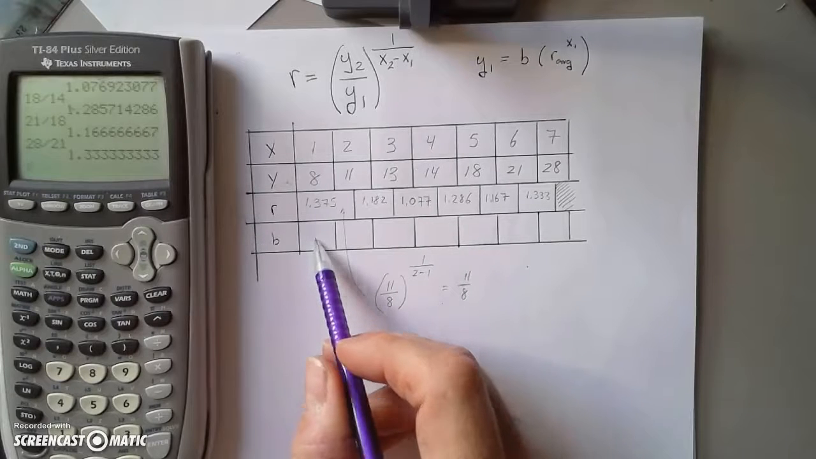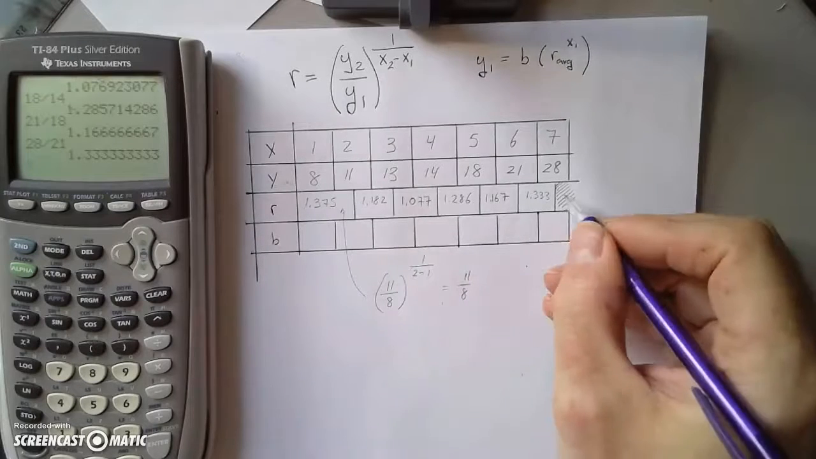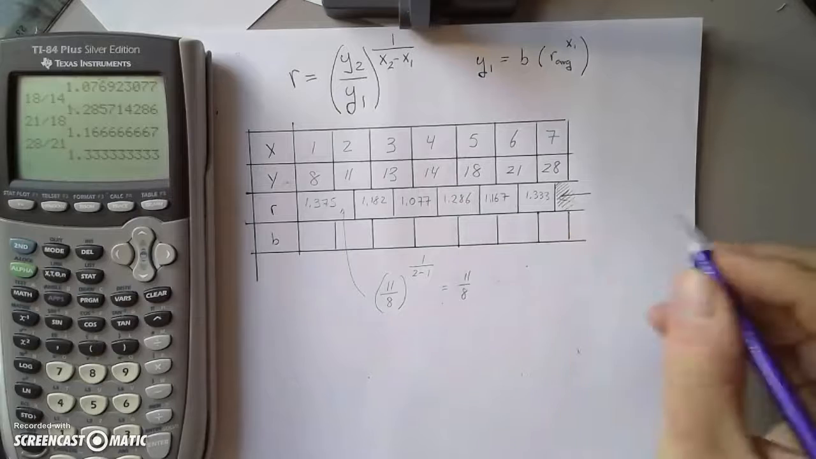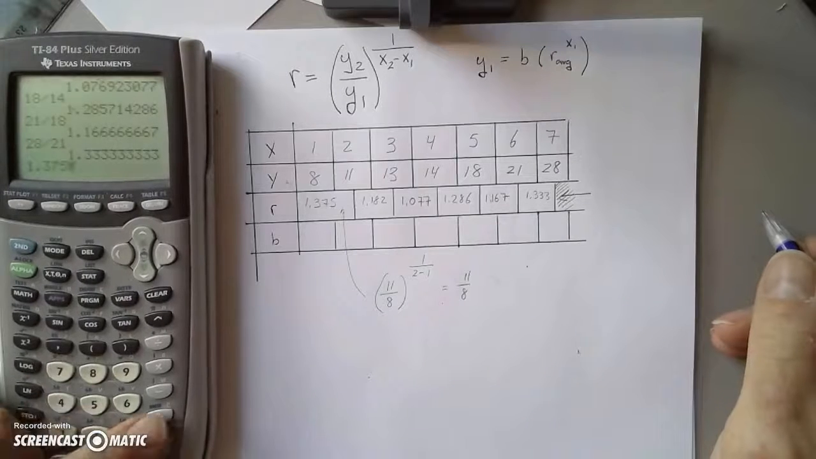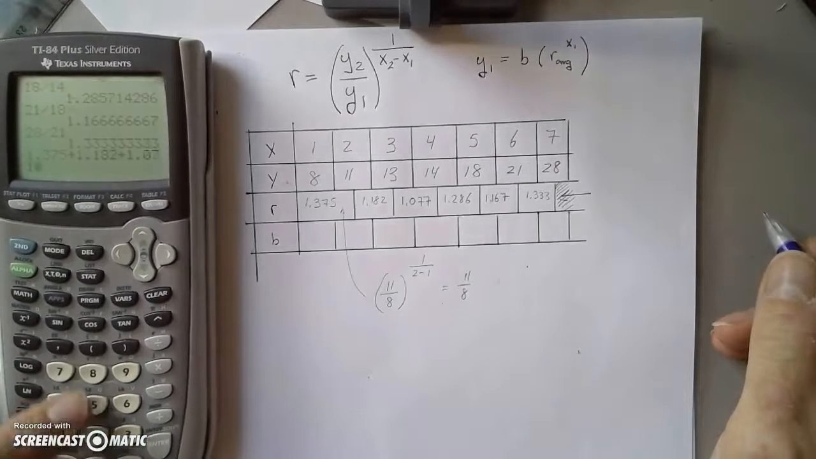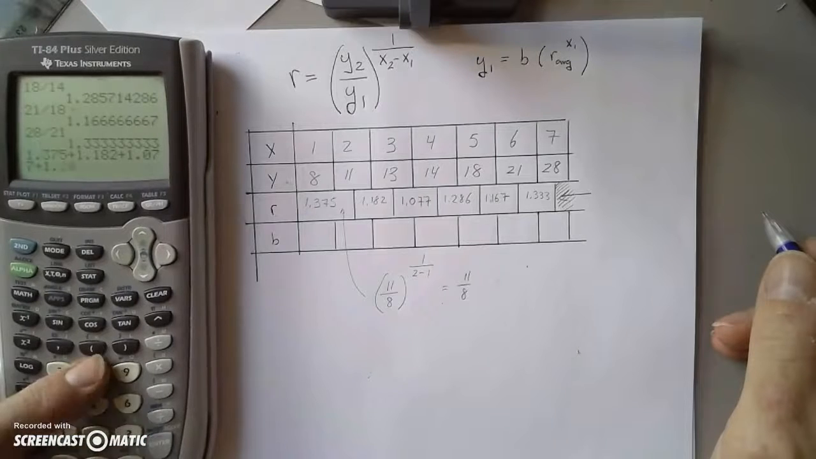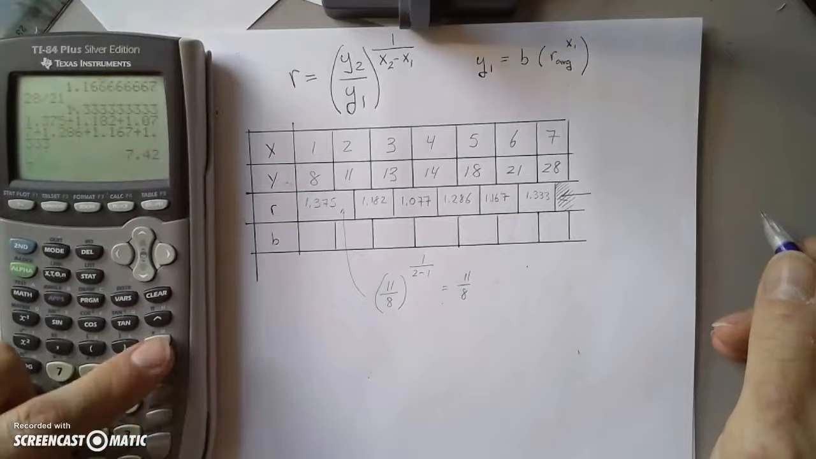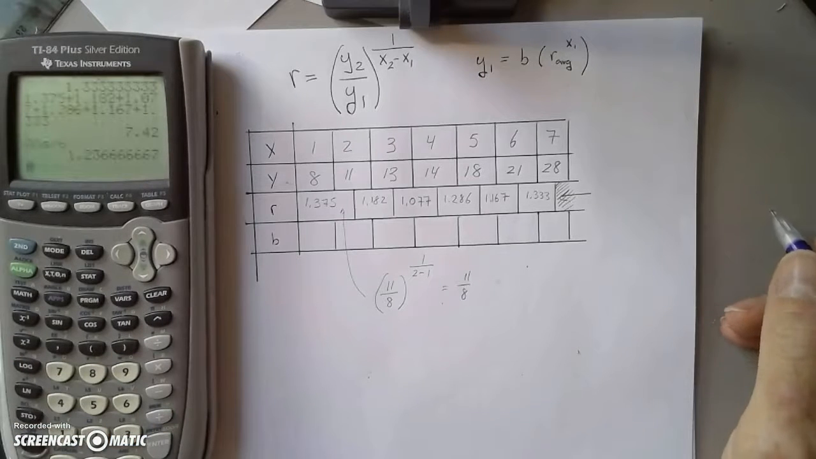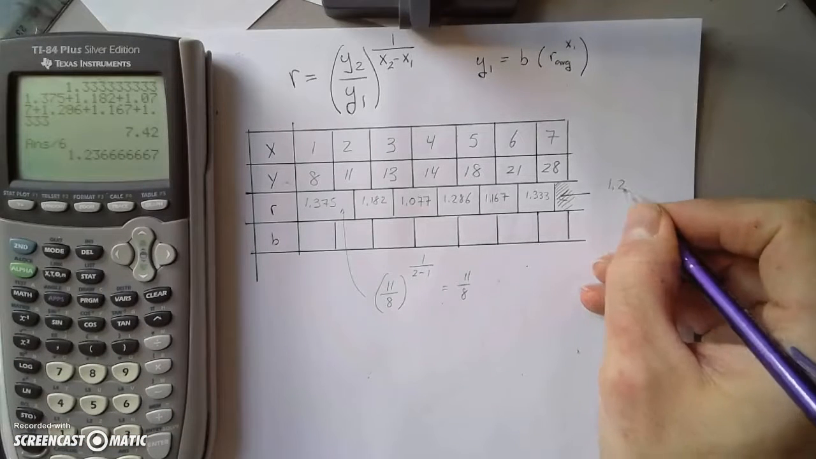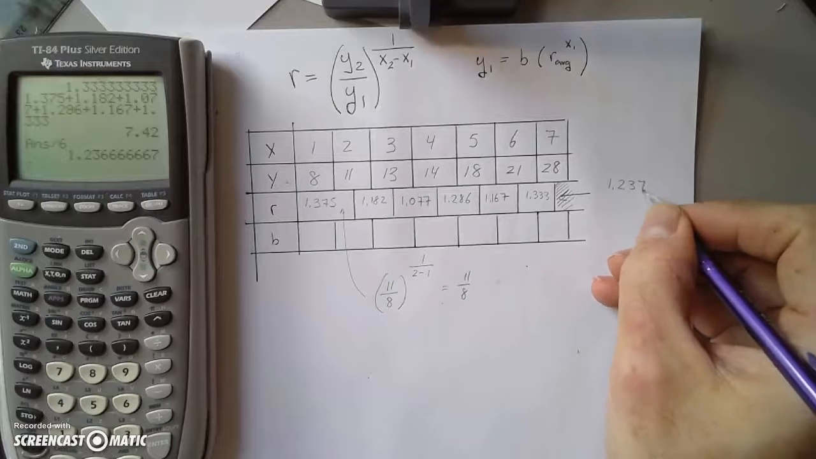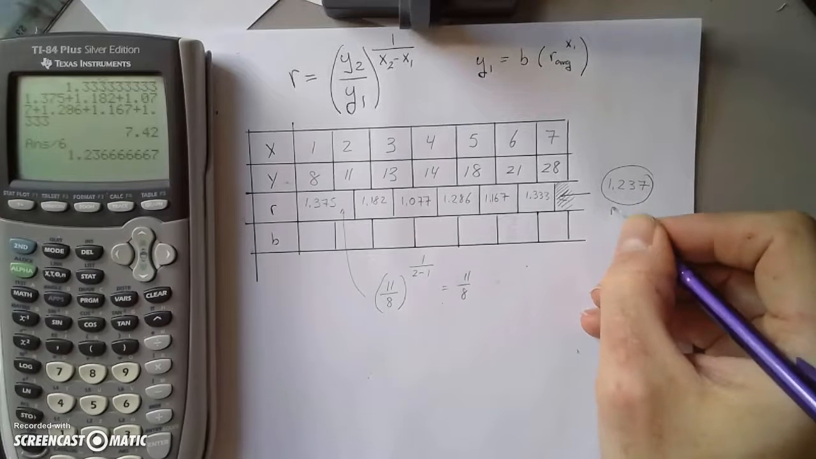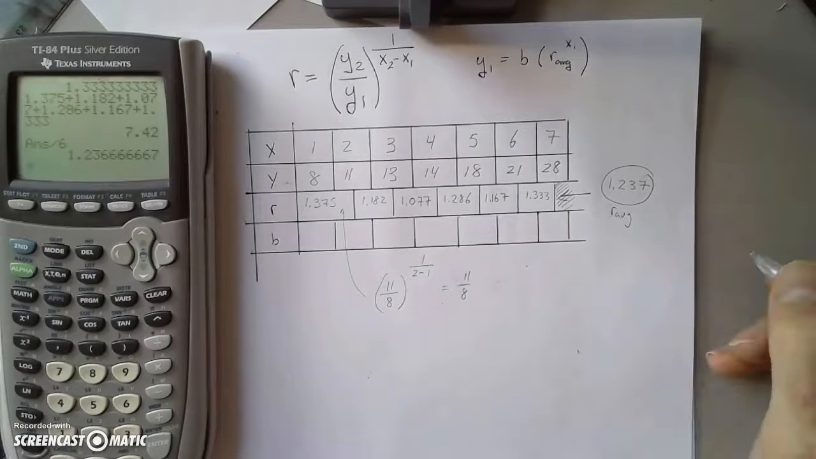For B, there's also a pretty streamlined method. You just have to have the average for these R values that I forgot to calculate, but do pretty quickly. Divided by 6. So my R is 1.237. This is my R average.